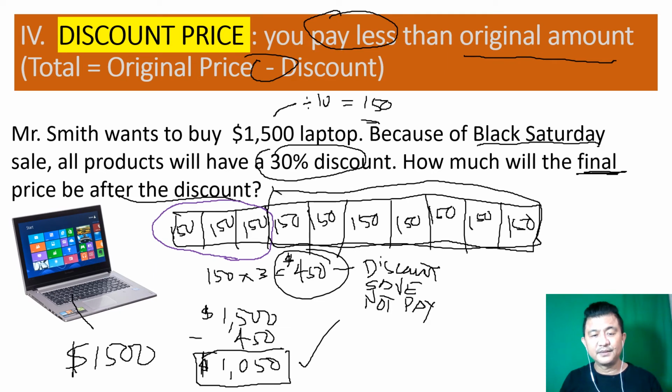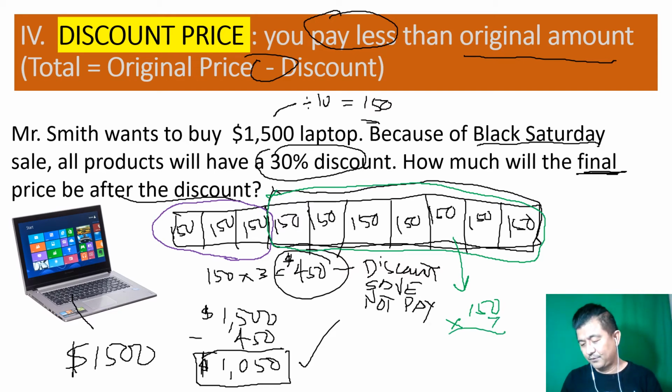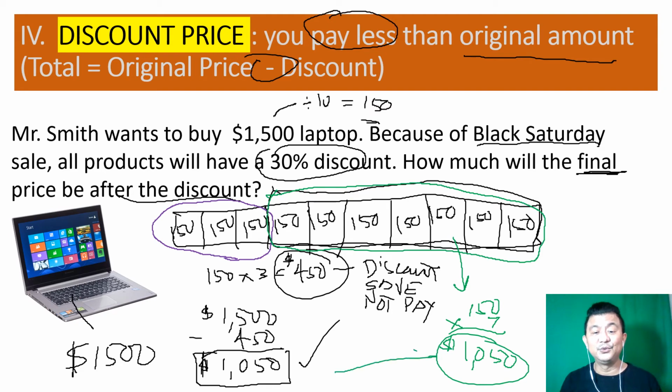See that? Okay, I will use another the green ink. If you're not paying the 30%, you're paying this one. So what do I do? I could do 150 times how many parts? 1, 2, 3, 4, 5, 6, 7. Try to multiply that. 150 times 7, and guess what? You will also get the same amount, $1,050. Wow. See? Use whatever is easy for you.